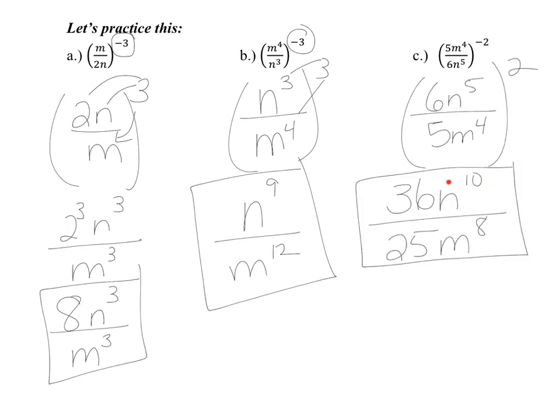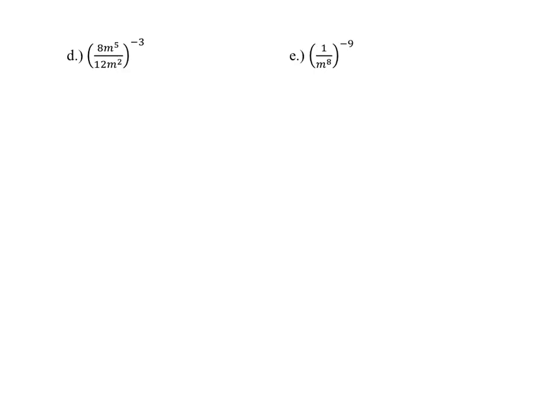All right, so this would be what your final answer is. All I did was flip the inside, make the outside positive, and then bring in that 2. So you're squaring everything, including the 6 and the 5, and you multiply your exponents. All right, now this next one, you can start 2 ways. You can start by flipping the inside, and then bringing in the 3, but I wouldn't bring in the 3 because if you look, you would have to do 8 cubed and 12 cubed, and then you have all these m's.